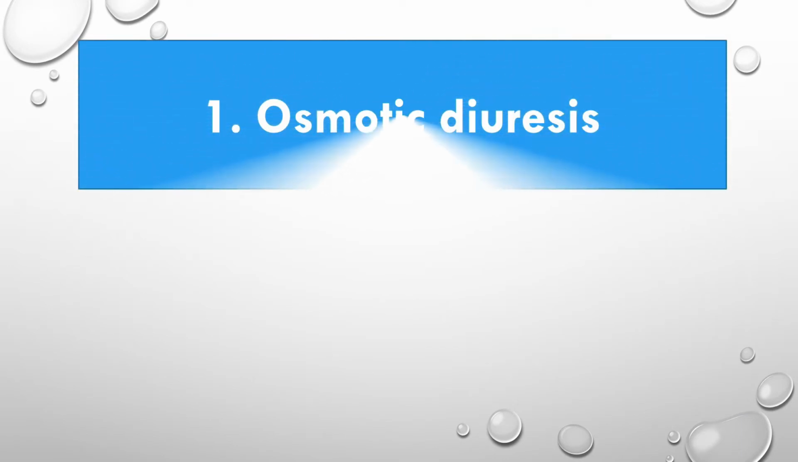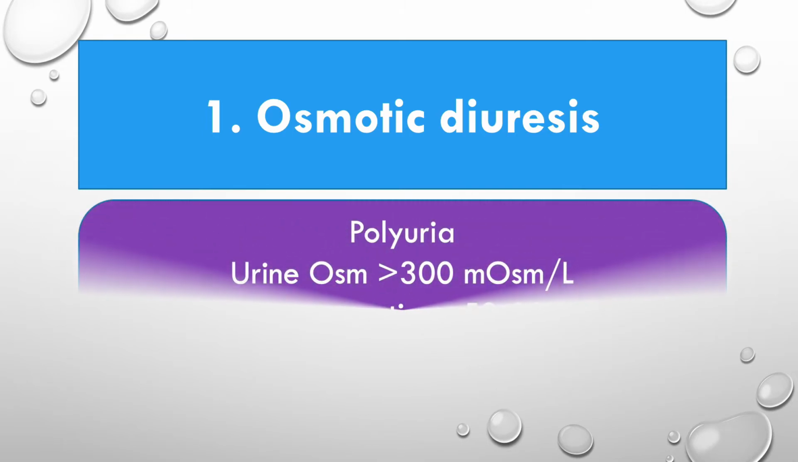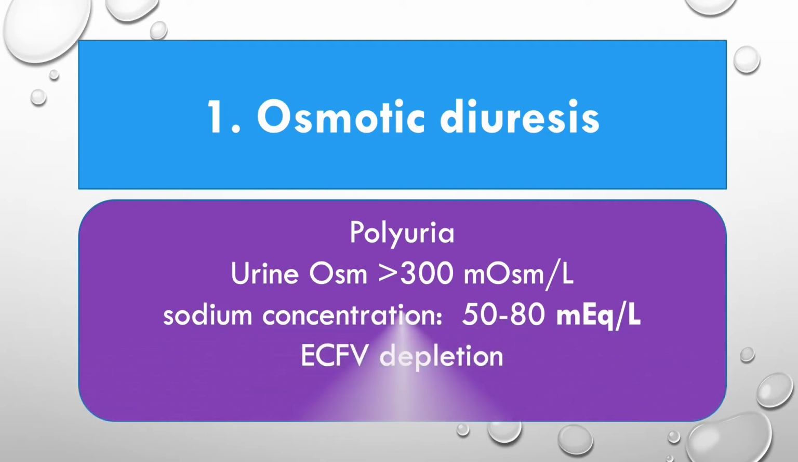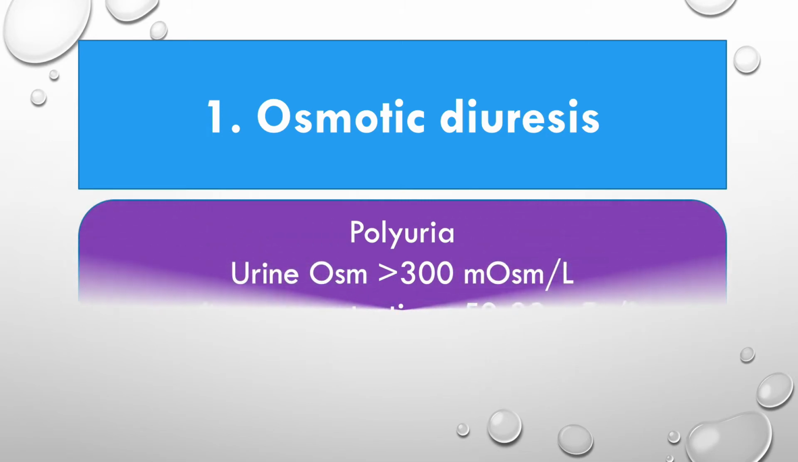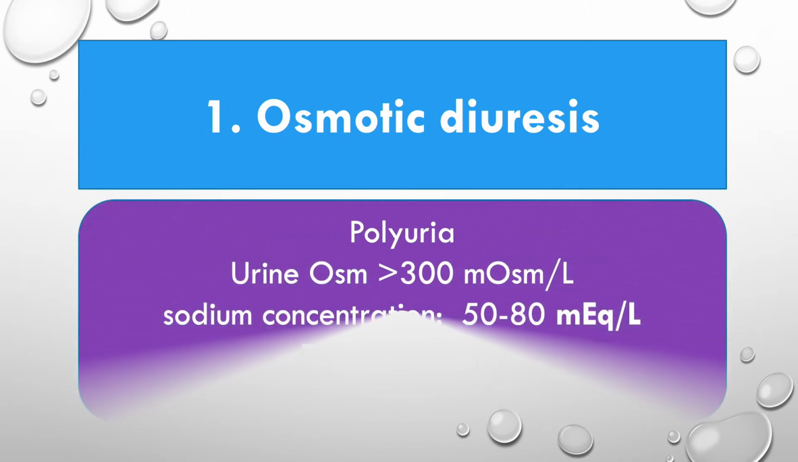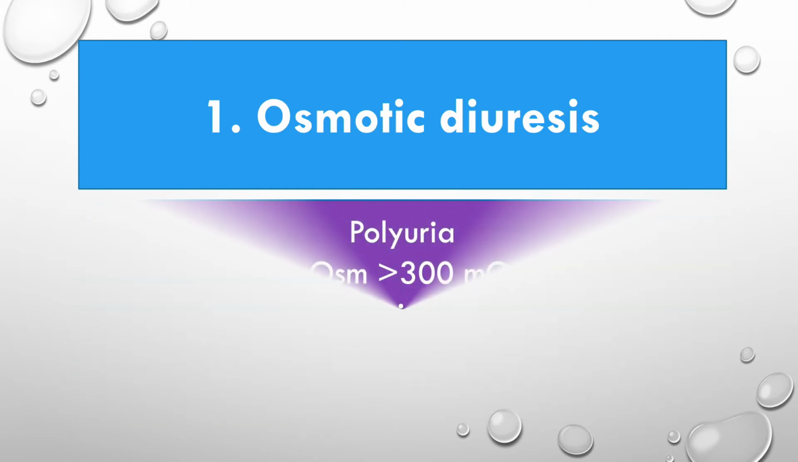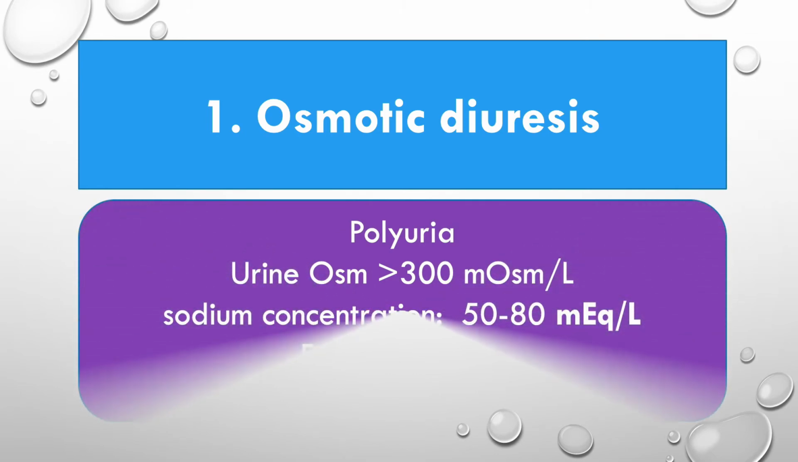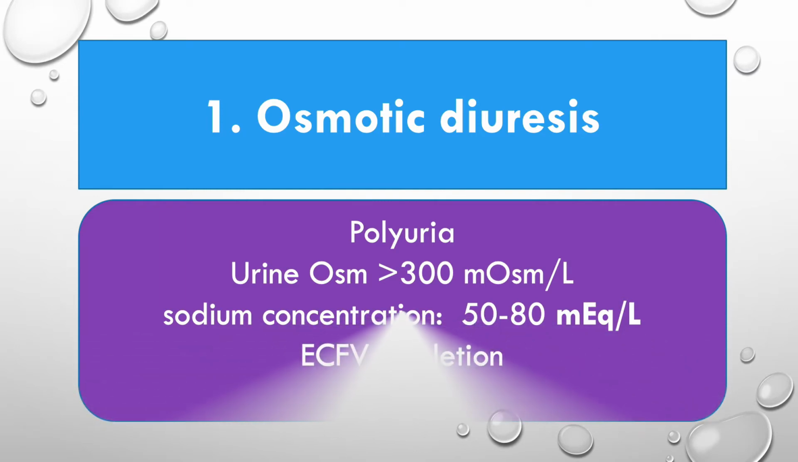The excretion of an osmotic solute load by the kidney will obligate a certain loss of water. Polyuria is an important clue to the presence of an osmotic diuresis. A helpful clue is the osmolality of a spot urine specimen. It will generally be more than 300 milliosmol per liter, and may have a sodium concentration in the range of 50 to 80 milliequivalent per liter. Patients with hypernatremia due to osmotic diuresis often manifest clinical signs of ECF volume depletion.